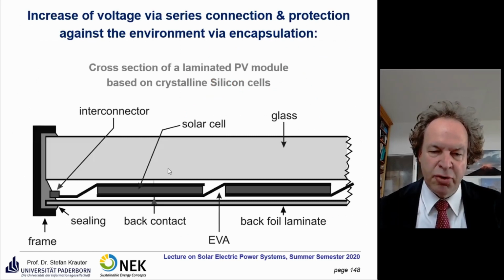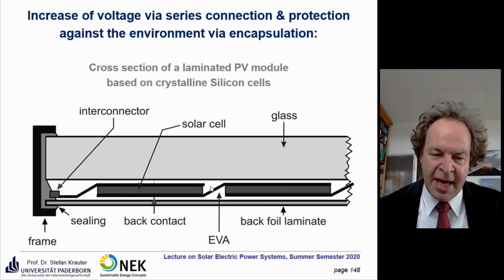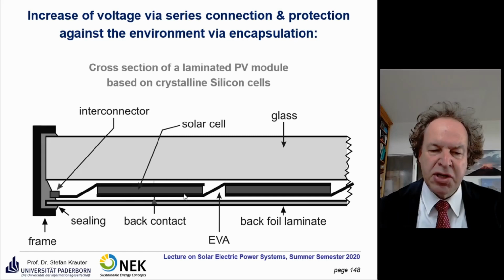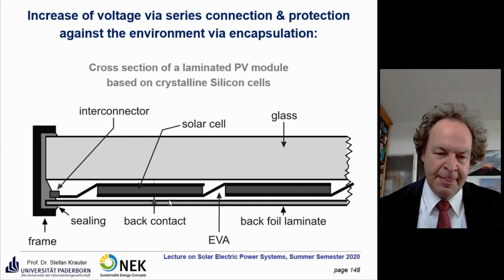Here again, we see the cross section with the glass and the interconnected solar cells. Here the stripes are quite straight. Usually you apply a bow here to make it possible for the solar cells to thermally expand, because they have a different thermal expansion coefficient than the EVA or the glass or the backsheet laminate. So you allow the cells to expand at a different rate than the rest of the laminate.